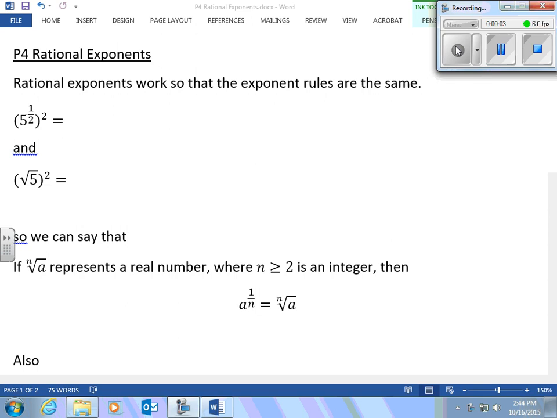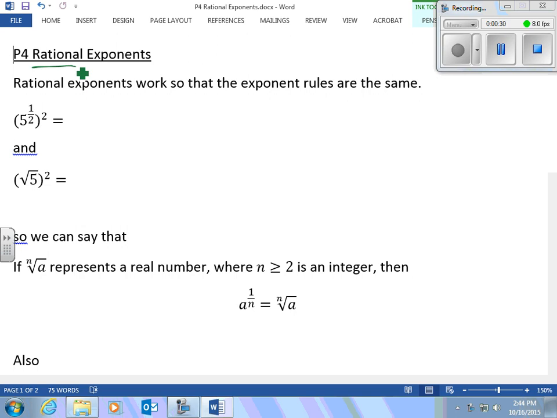In today's lesson, we're going to look at rational exponents. If you remember what a rational number is, it's a number that can be written as a fraction. So we're looking at exponents that can be written in fraction form. In order to understand how they work, I've got a couple of examples. Rational exponents work in such a way that all of the exponent rules, everything you've ever learned about exponents so far, still hold the same.